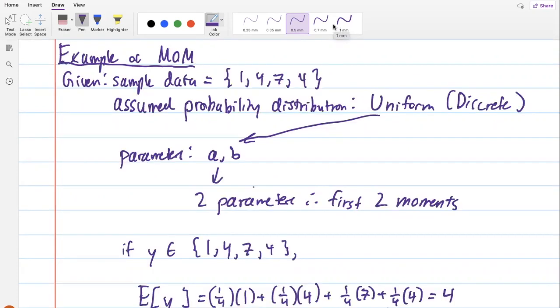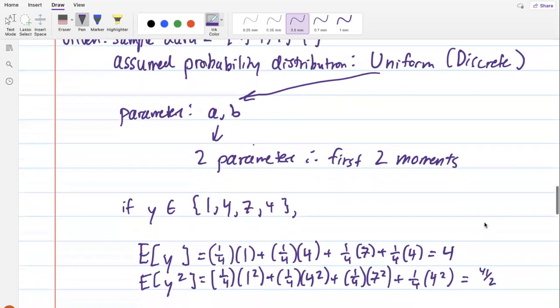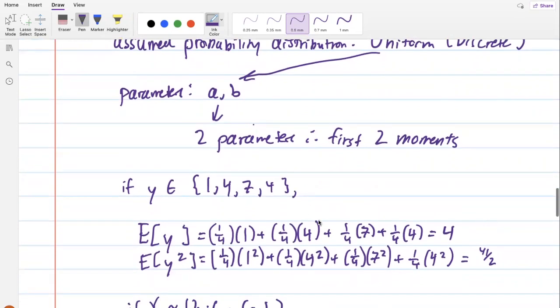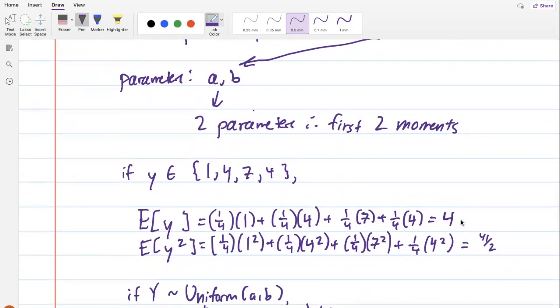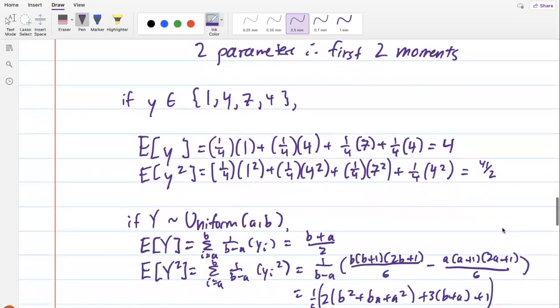Let's walk through the same example we just did with maximum likelihood estimation, now using method of moments estimation. Because we had the two parameters A and B, we must find the first two moments. First, we find the first two moments of the sample data. If we do the math, it comes out such that the first moment of the sample data is 4, and the second moment of the sample data is 41/2. Next, we find the first two moments of the random variable, assuming that our assumption of the type of probability distribution it follows is correct.